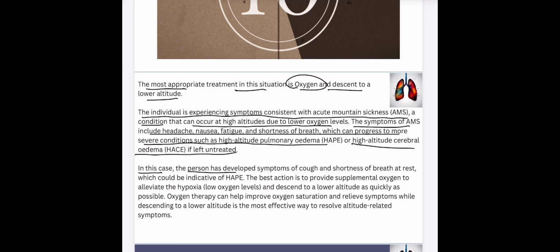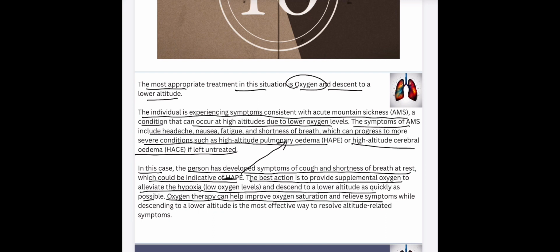In this case, the person has developed symptoms of cough and shortness of breath at rest, which could be indicative of HAPE, which is high altitude pulmonary edema. The best action is to provide supplemental oxygen to alleviate this hypoxia and descend to a lower altitude as quickly as possible. Oxygen therapy can help to improve oxygen sats and relieve symptoms, while descending to a lower altitude is the most effective way to resolve altitude-related symptoms.